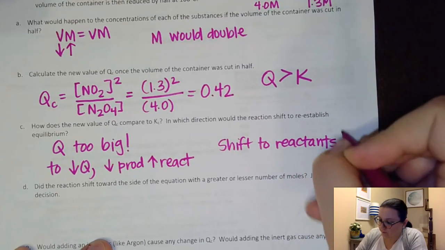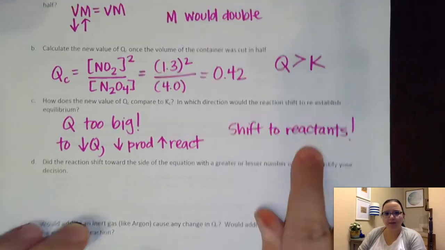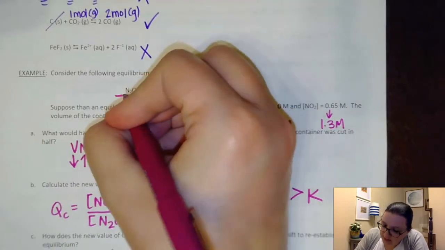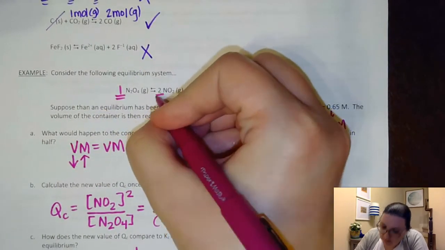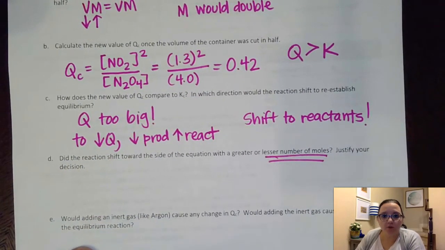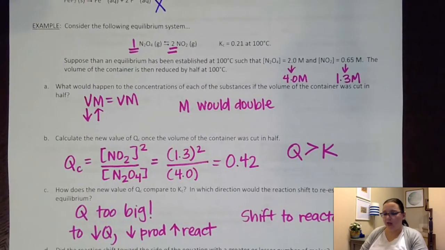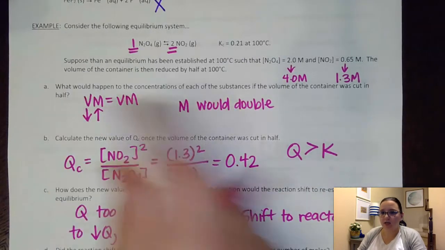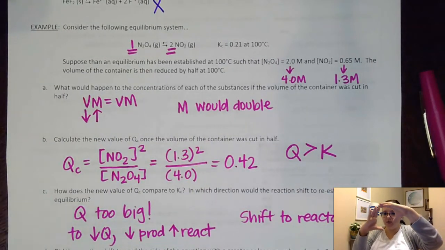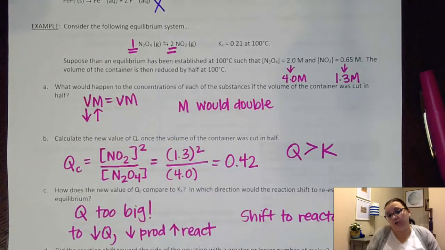Okay, now, next question asks, did the reaction shift toward the side of the equation with a greater or lesser number of moles? Well, we shifted to the reactants. Let's look back up here. The reactants had 1 mole. The products had 2 moles. We are shifting to the side with lesser number of moles, which, if we think about it, should make sense because we said, hey, if I cut our container in half, if I make my container smaller, I don't want as many people at my party, and so therefore I should be shifting to the side with lesser number of moles, which actually ended up working out.